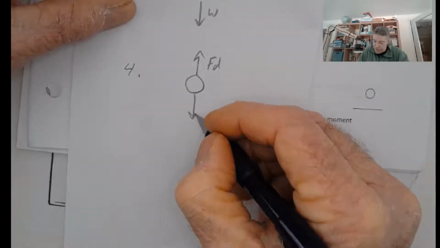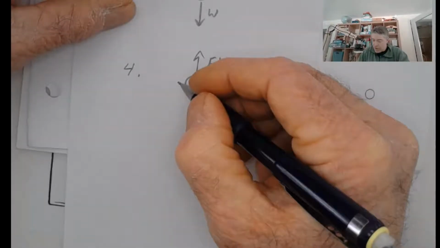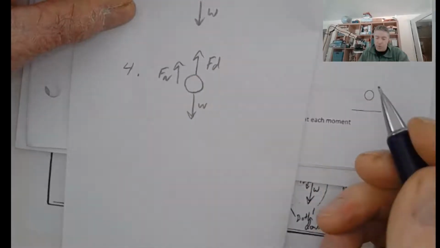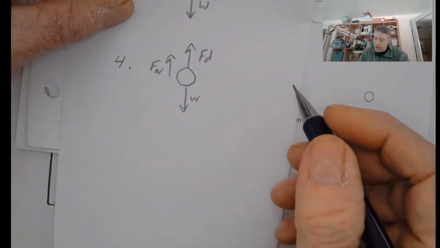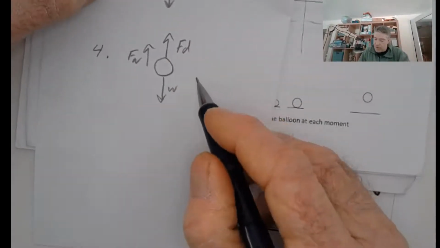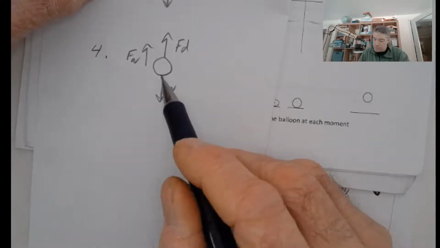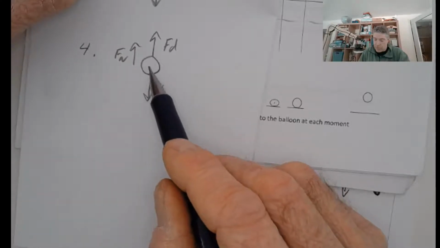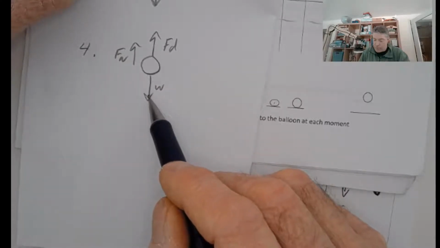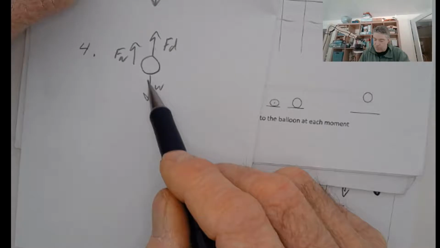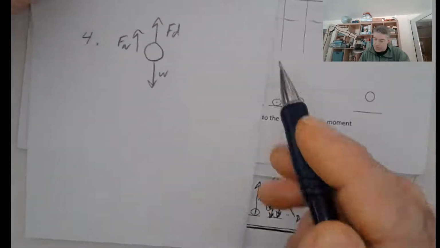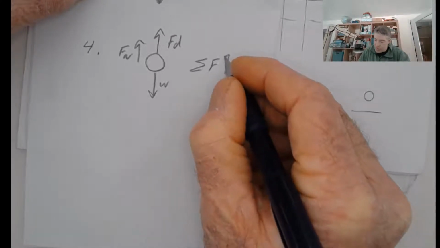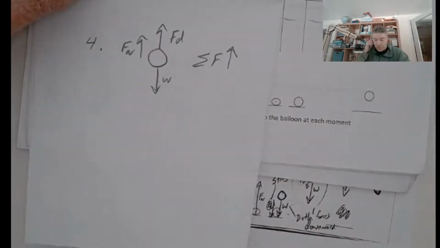And it's still going to have weight. But it's also going to have the force of the ground, which I'll call the normal force, acting on it. So at this point, if you look at the three forces that I've drawn, these two cancel out, and that's positive. So this is going to be positive net force, just equal to that normal force.